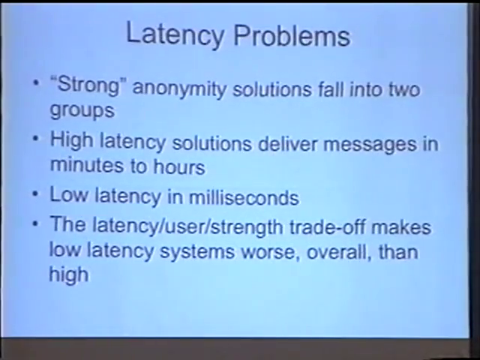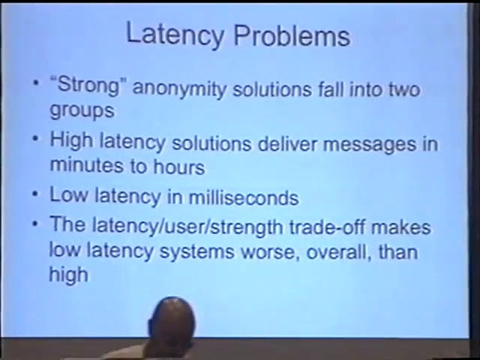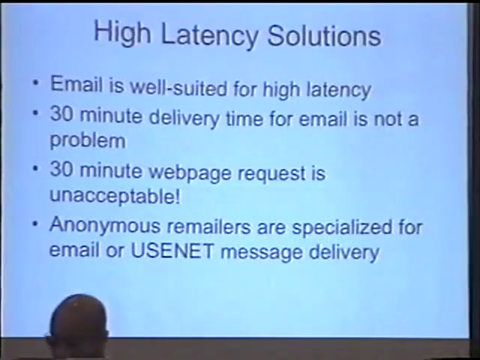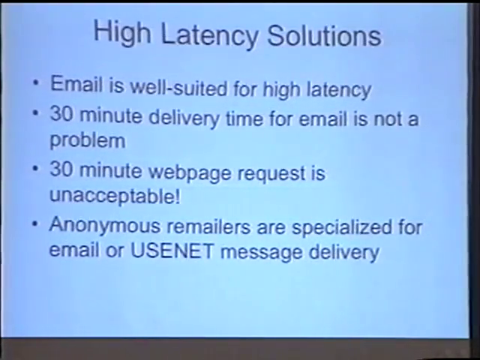We further divide anonymity systems into two categories. There's high latency solutions. These deliver messages in minutes to hours. There's low latency systems, which are not that much slower than using the normal network. There's a direct trade-off between latency, user numbers, and strength. Overall, a low latency system is worse than a high latency system. However, the problem with high latency systems is, while for some things, like email, you can wait a half an hour for your message to be delivered, you're not going to want to wait a half an hour for your web page to load. That's just not possible. So the deployed high latency solutions are primarily aimed at email or Usenet delivery.